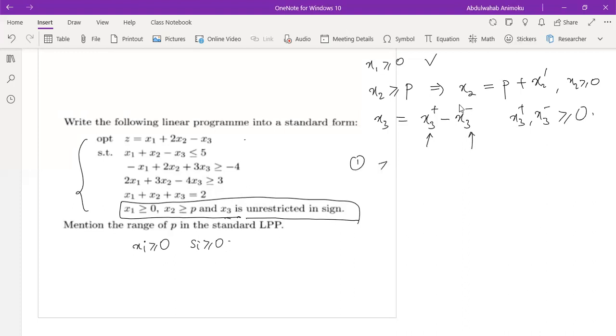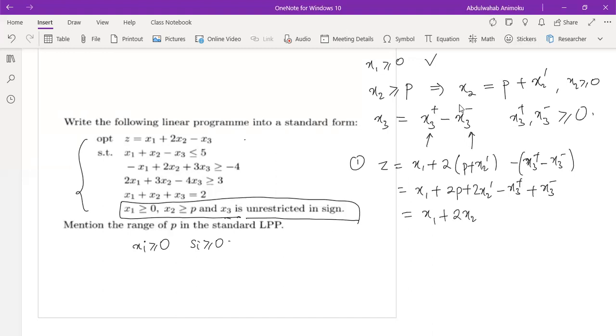So for the first one, Z is X1 plus 2X2. So what is X2 now? P plus X2 prime minus X3, which is X3 plus minus X3 minus. So what we have now is what? X1 plus 2P plus 2X2 prime minus X3 prime plus X3 minus. This is X3 plus, sorry. So we can rewrite this as, it doesn't take a genius to do this, right? So this is the first one.